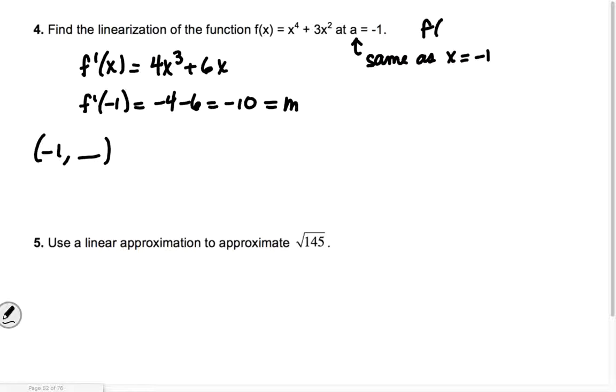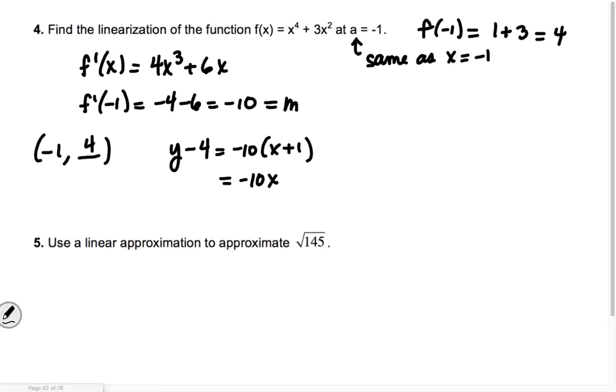So what do I get when I plug in negative 1 to the original? 1 plus 3, which is 4. So I get y minus 4 equals negative 10 times x plus 1. So I get negative 10x minus 10, but then I'm going to add the 4 over. So negative 10x minus 6. That's your linear approximation. So if you want to write L of x is negative 10x minus 6, something like that, or approximately.